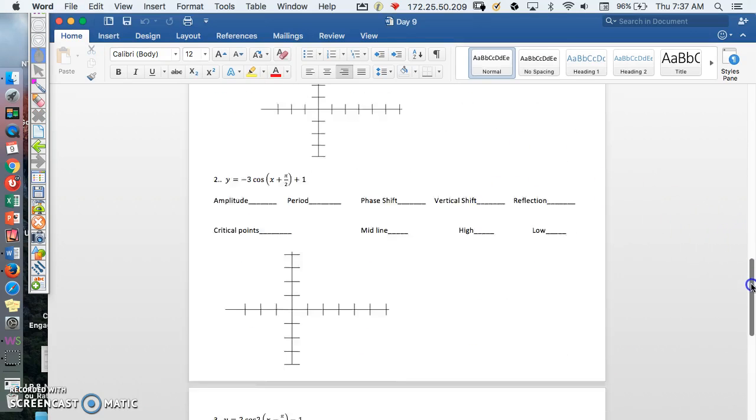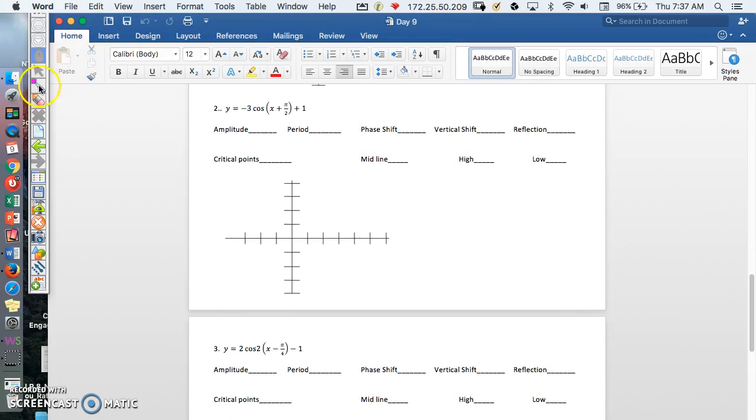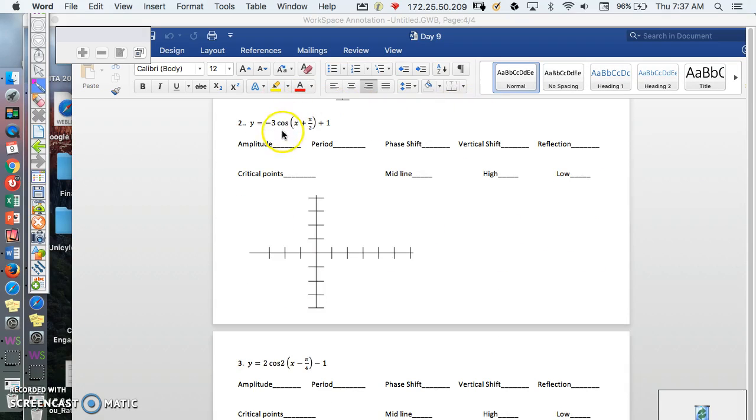The next one we're going to take a look at has a bit more going on here, but we're going to start the same way. Amplitude is 3. Our B value is 1 again, so 2 pi over 1, that's just 2 pi. Plus pi over 2, so that's got to go to the left pi over 2. Up 1, and there's that negative, so there's a reflection.